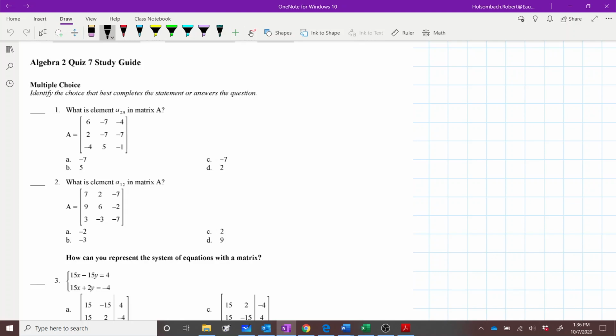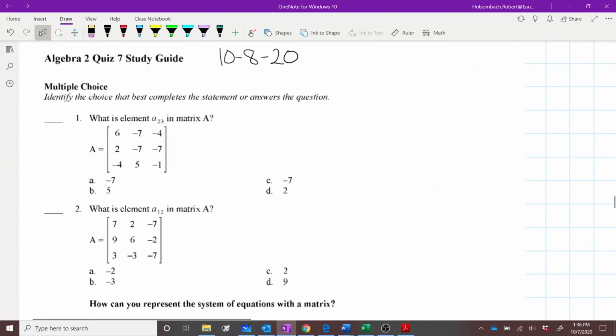Alright, this is your Quiz 7 study guide, and we're on the 8th of October. So, matrices that we talked about on Monday. Multiple choice, identify the choice that best completes the statement.